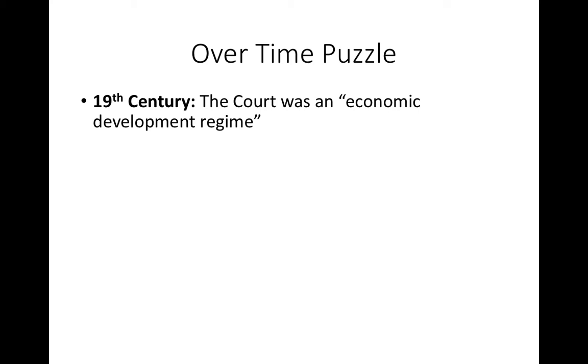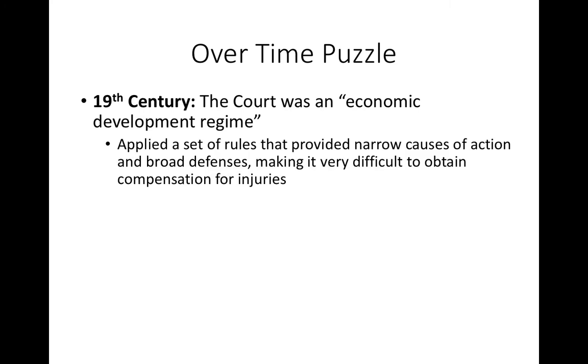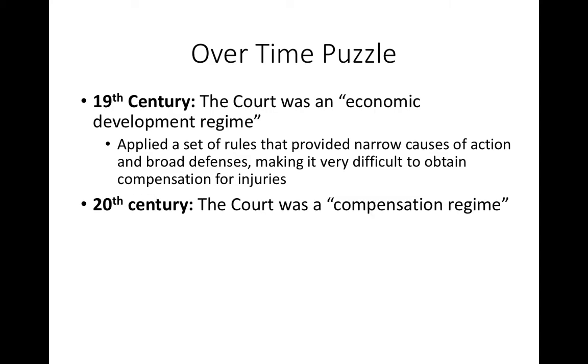So essentially in the 19th century, and into the early 20th century, the court was an economic development regime. They were more likely to rule in favor of businesses such as the railroads here because they did not want to chill innovation too much. So they applied a set of rules that provided very narrow causes of action for plaintiffs looking to sue based on tort law, and very broad defenses for businesses to use. What this meant is that it was really difficult for people who had been injured due to emerging and evolving technologies to obtain compensation.